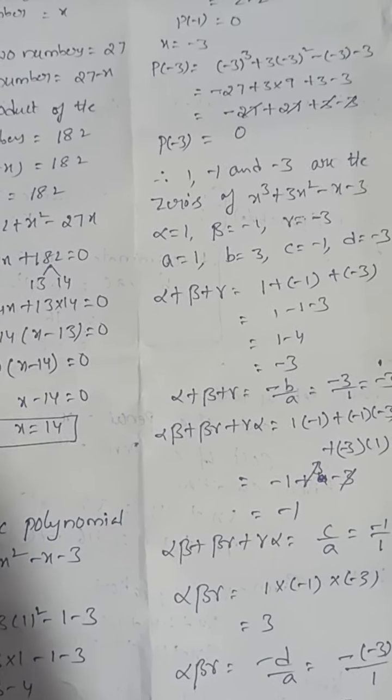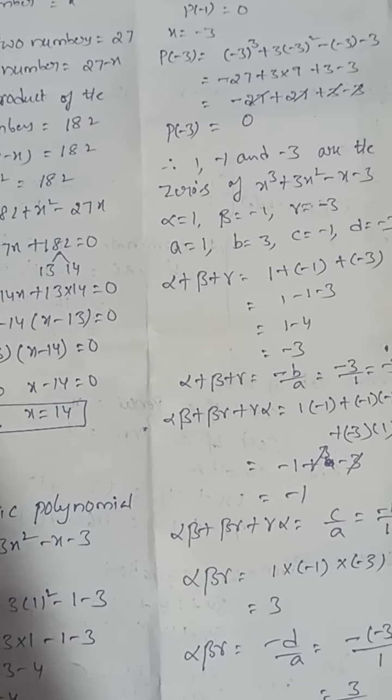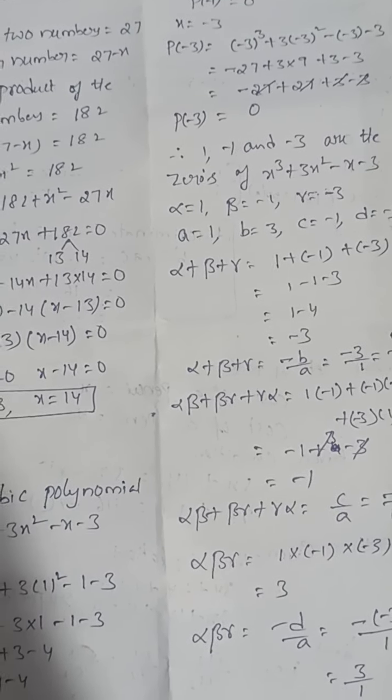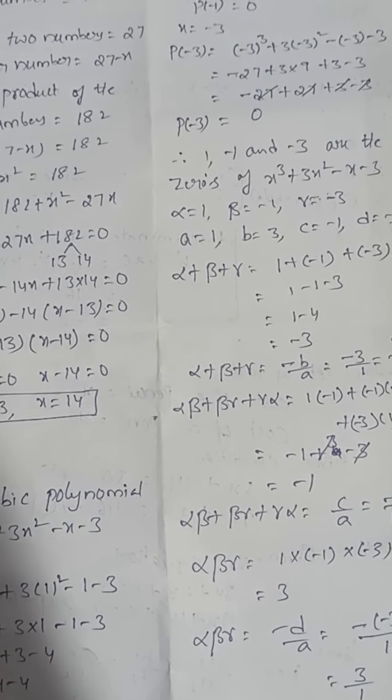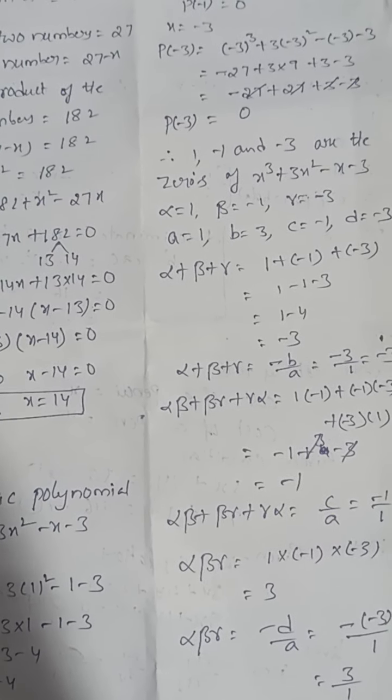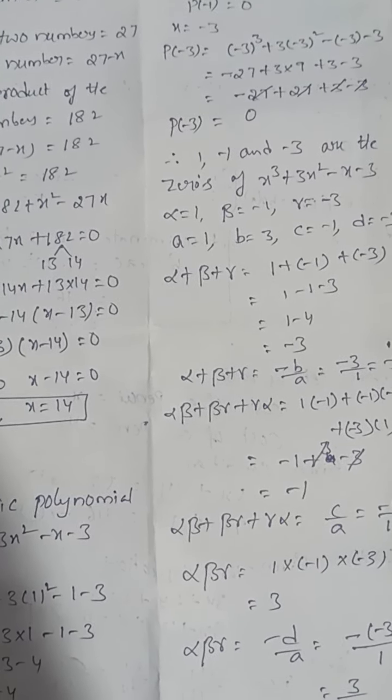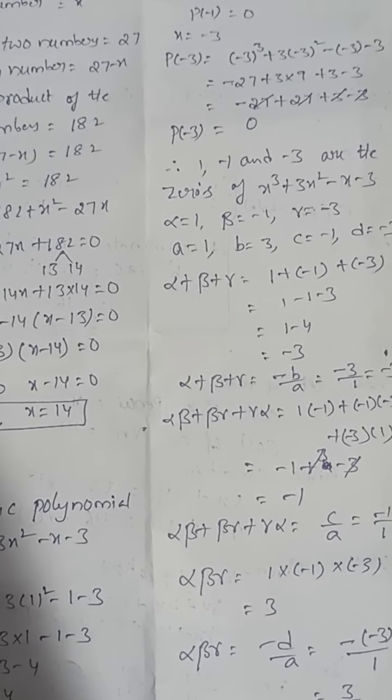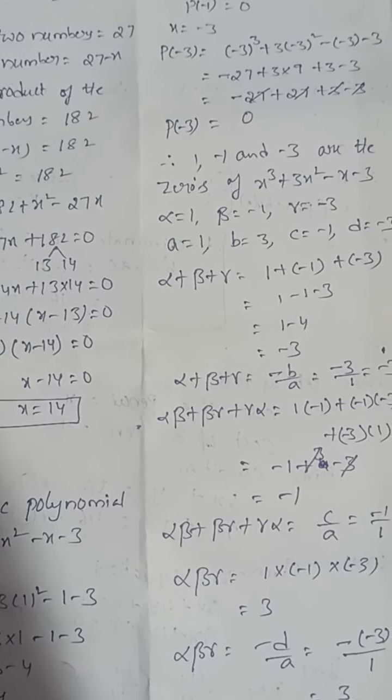So here alpha is equal to 1, beta is equal to minus 1, gamma is equal to minus 3. Comparing with the cubic equation, we get a is equal to 1, b is equal to 3, c is equal to minus 1, d is equal to minus 3.